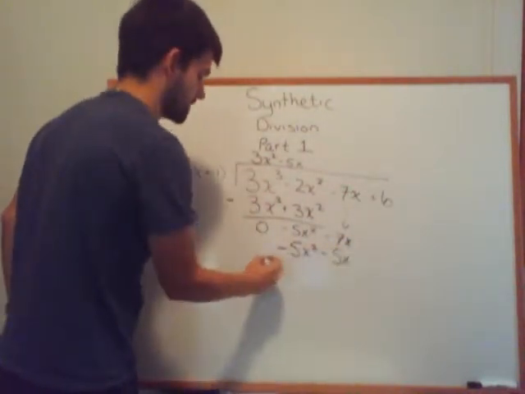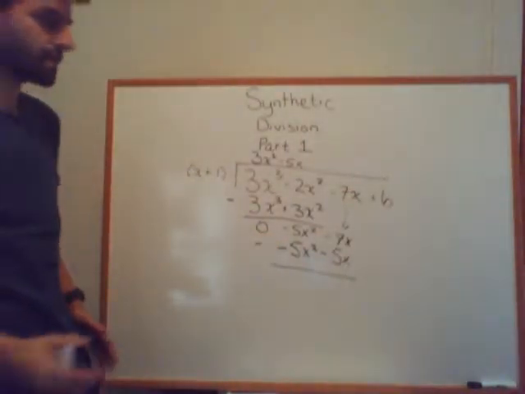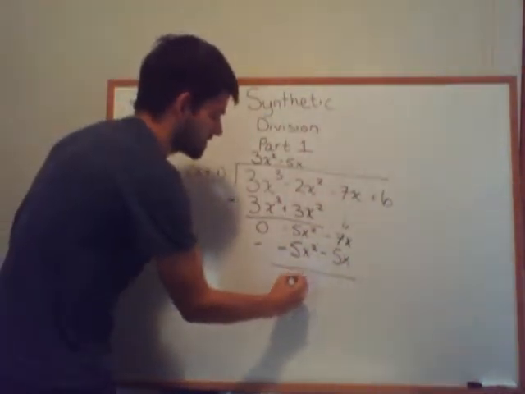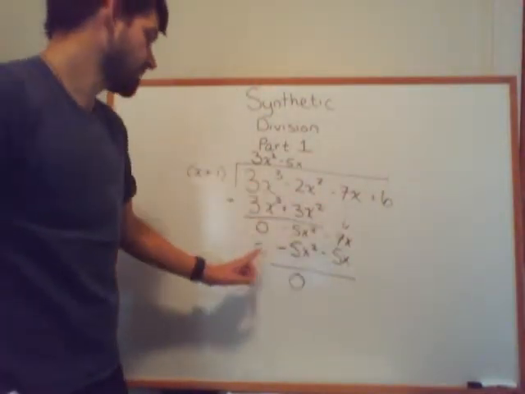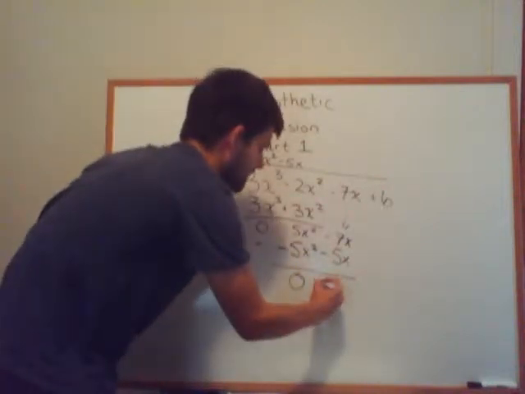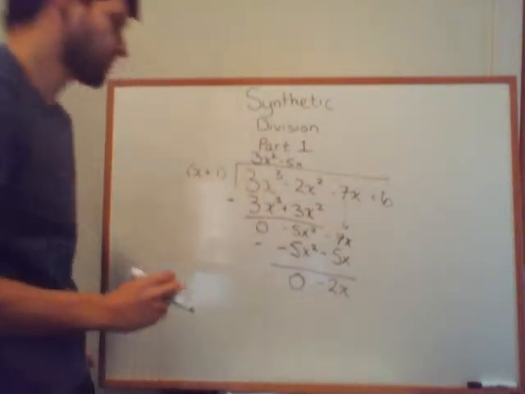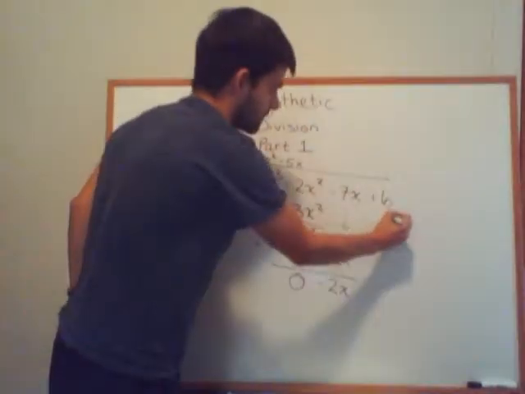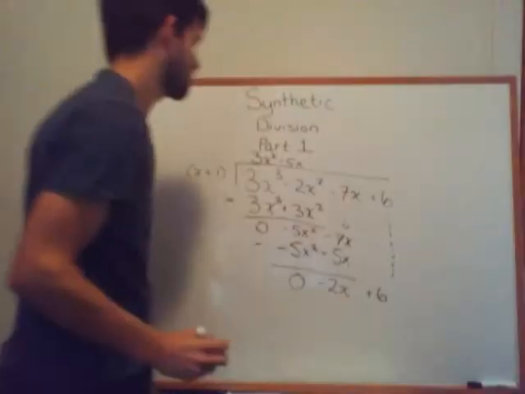Now again, we're going to subtract. Be very careful here. So negative 5 minus a negative 5 allows this to cancel. Negative 7x minus a negative 5x is a negative 2x. Okay. And now, go ahead and bring down the 6. So negative 2x plus 6.